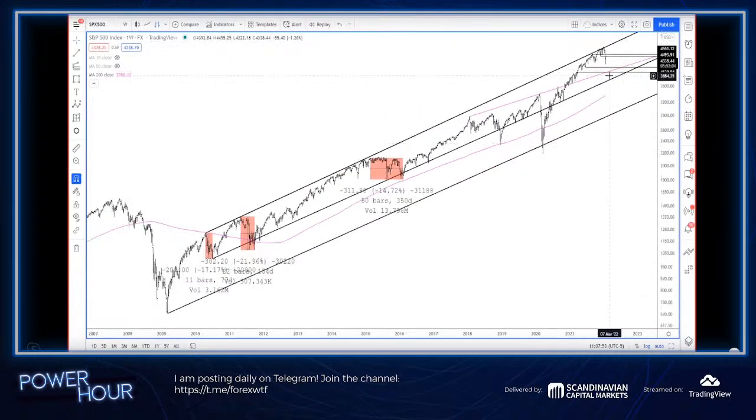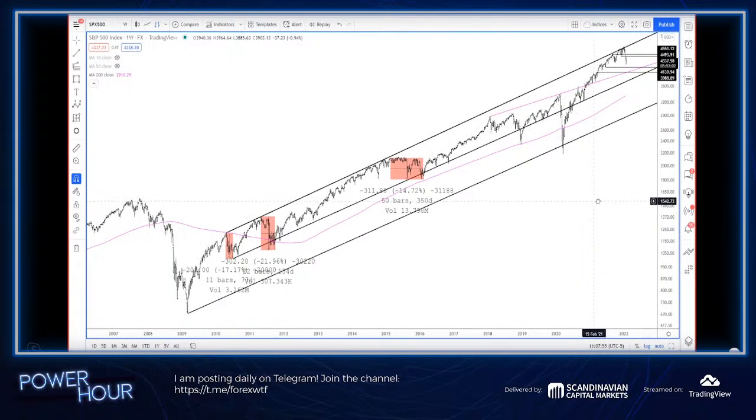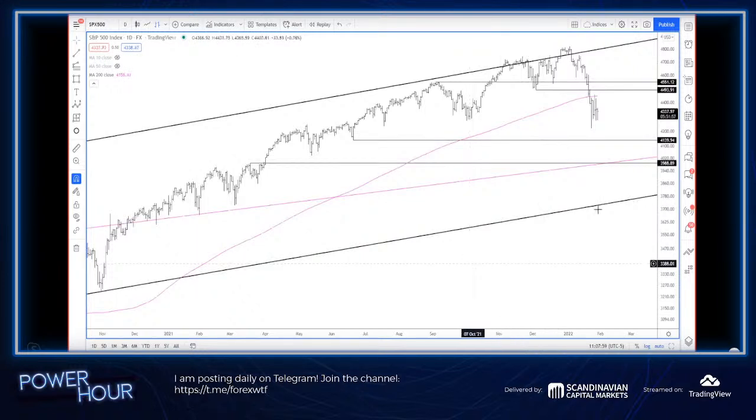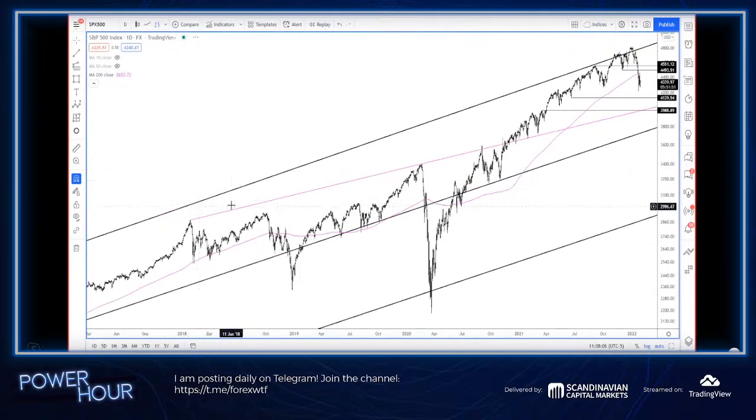Really haven't even gotten to the first major support. The first major support, I'll go to a daily now. The first major support is probably like 39.90. Okay, that is going to be this. You see this magenta line here.